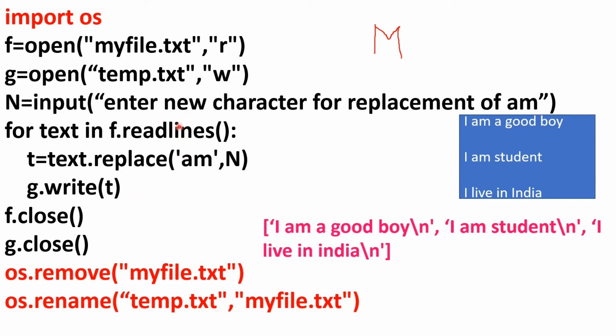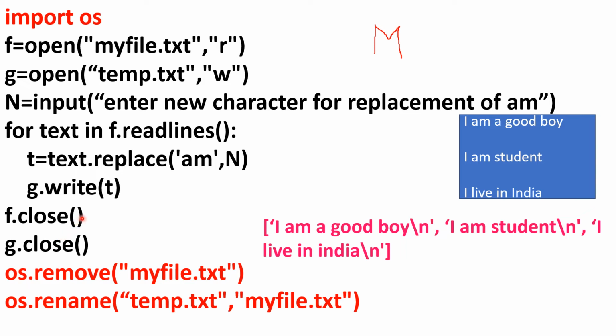The next time the loop will move up and it will fetch the second line. Again here, as you can see, m is present. So the replace function would work and it will change this m by this single character m. And then again we will write this in the temporary file. Now when we move up, the text variable will pick the third line, and as you can see in the third line we do not have any m, so the replace would not work, and we will write the line as it is in the temporary file.